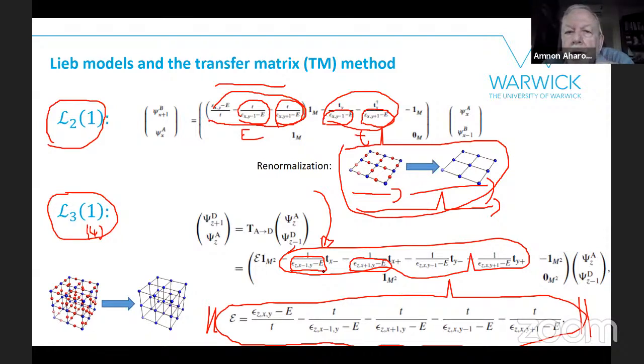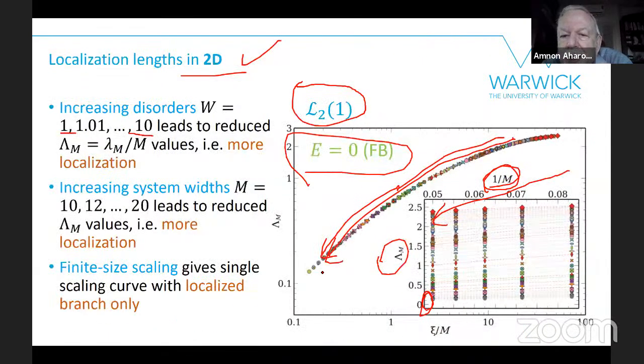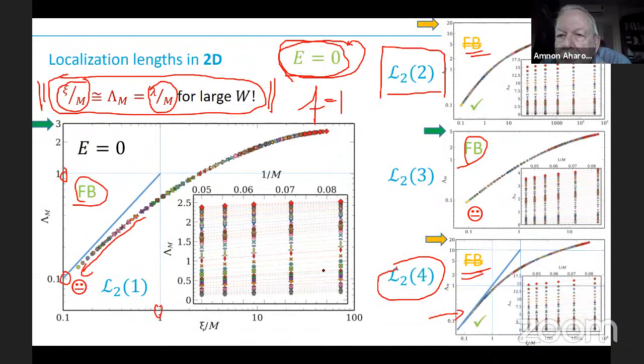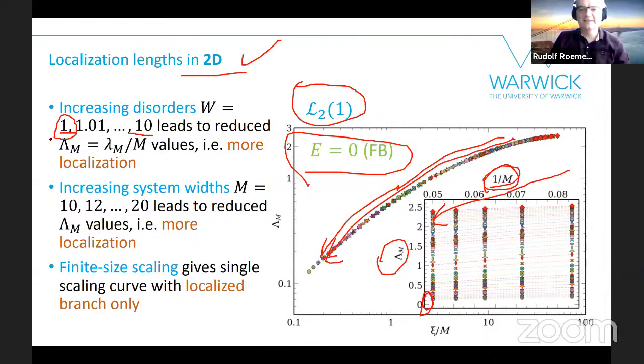So from your scaling curves that you showed, you could extract the divergence of psi as a function of W, both in 2 and in 3 dimensions. And I wonder if that divergence looks the same for the normal square or cubic lattice and for your Lieb-like systems. Very good. We'll get to this.